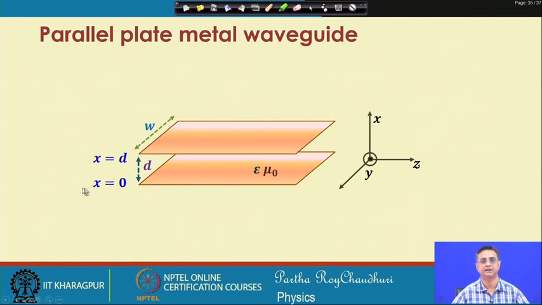The structure may be infinitely extended along this y direction, and there is a variation of the medium along the x direction, that is, the two plates are the metal plates. Let us suppose that the separation between the two plates is x equal to d. So, this one is placed at x equal to d, and the bottom one is at x equal to 0. The inside medium is represented by epsilon and mu naught, and this is the coordinate system.